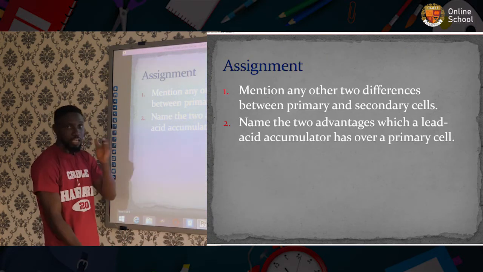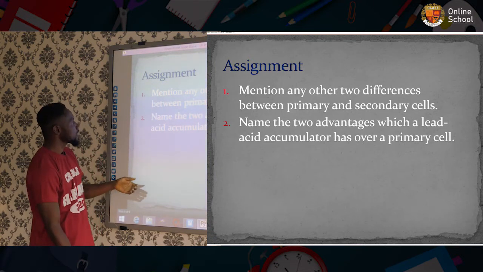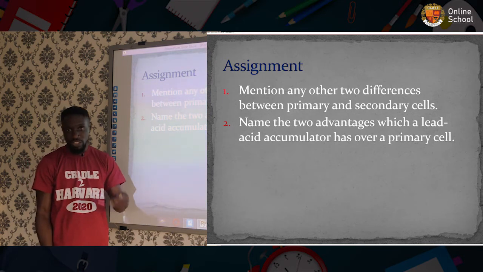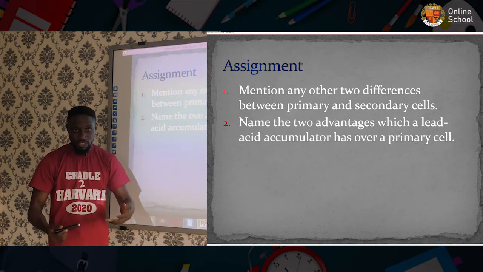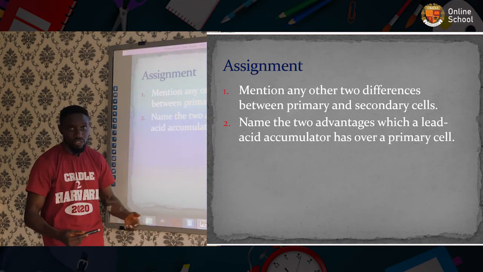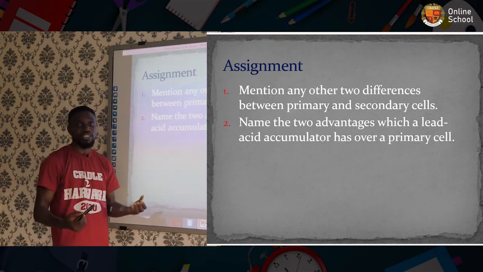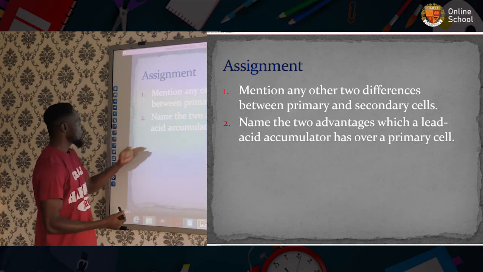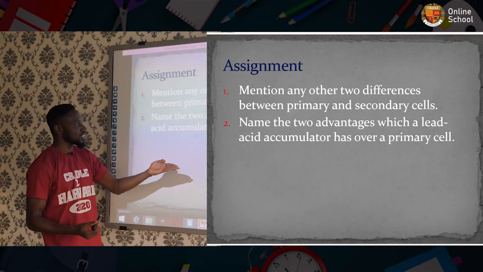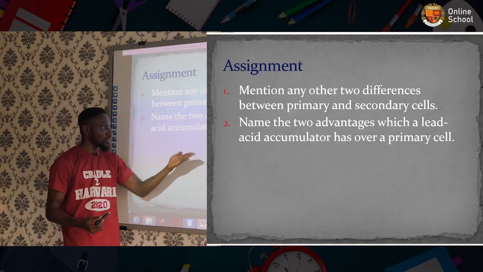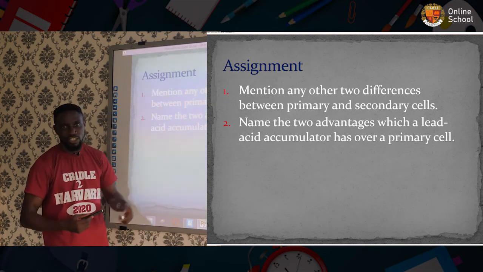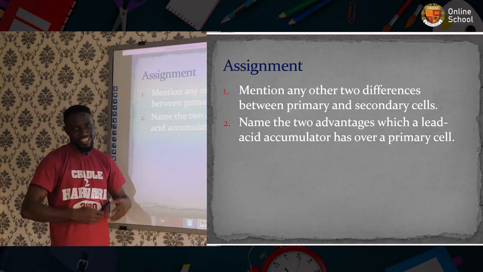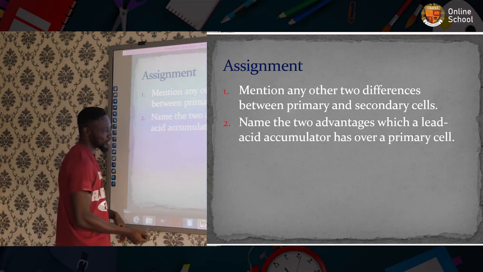Now, I have some assignment for you. Number one: mention any other two differences between primary and secondary cells. I believe I've given you three. I want you to mention two on your own. Do your research and give me two extra differences between primary and secondary cell. Number two: name the two advantages which a lead acid accumulator has over a primary cell. This is just to enable you to read ahead of the class. This is a senior class and you need to be serious with your studies.